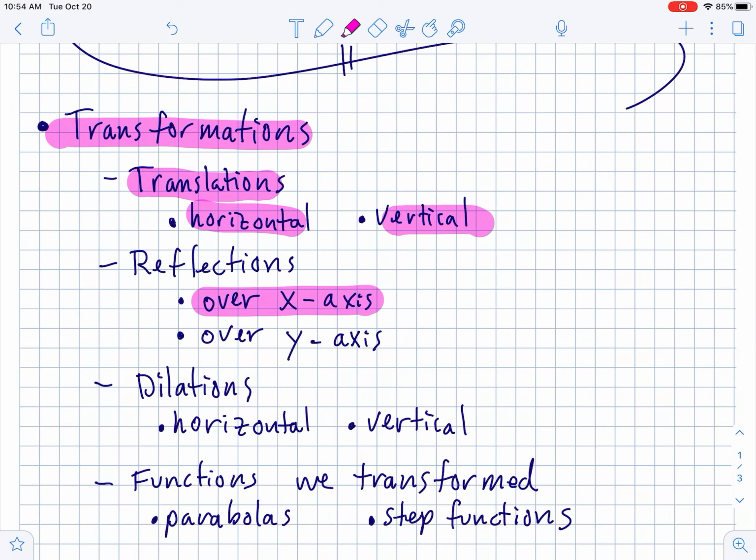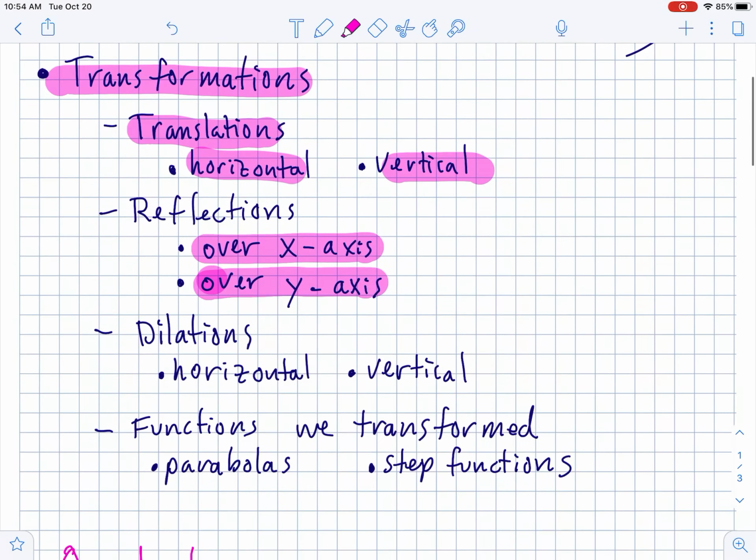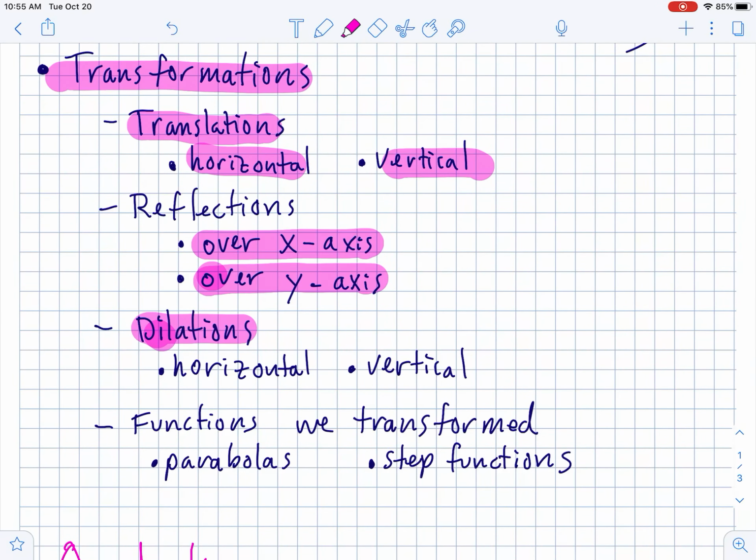Reflections over the x-axis, that would be putting a negative on the outside of the function, and reflections over the y-axis would be putting a negative inside the function. Remember that negatives inside the function usually have to do with horizontal things, and outside the function usually have to do with vertical things.